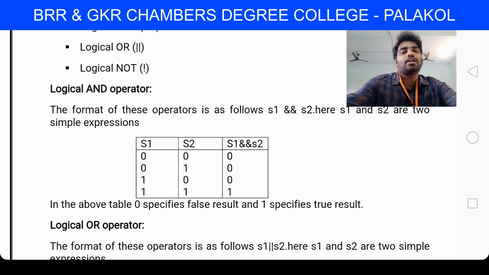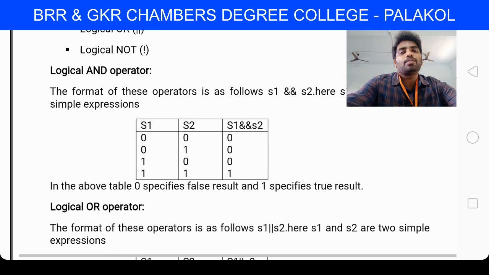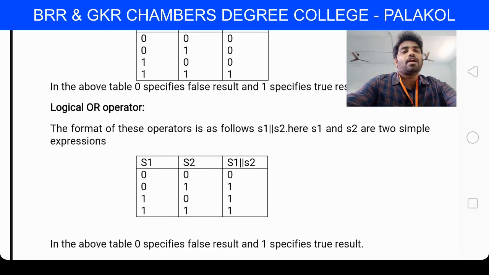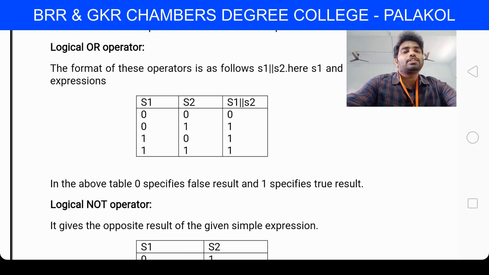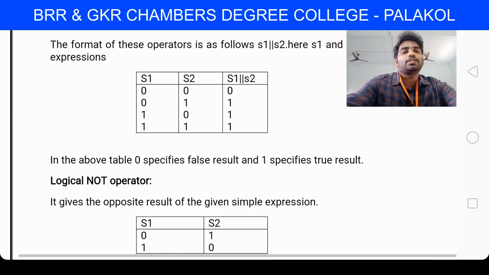Remaining expressions are false, that is the AND operation. Okay, logical OR operation: S1 or S2. If any one condition is true, the output will be true. If both conditions are false, the output will be 0. In the above table, 0 specifies false and 1 specifies true.